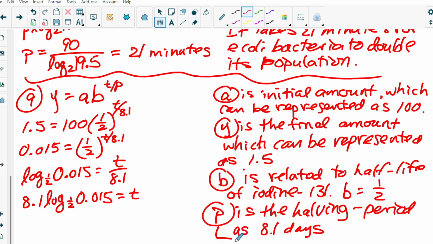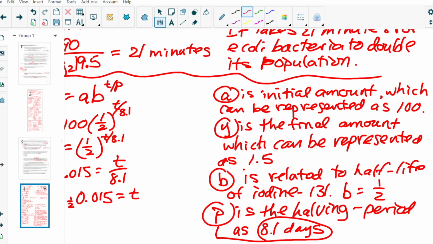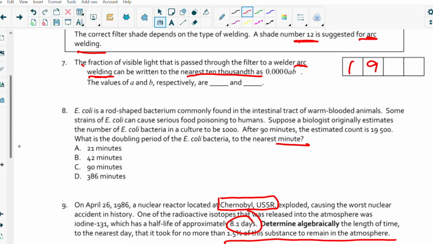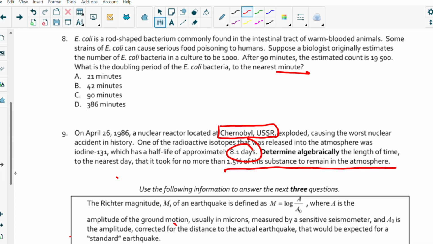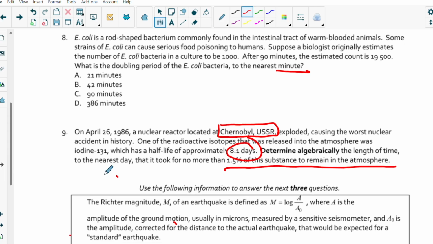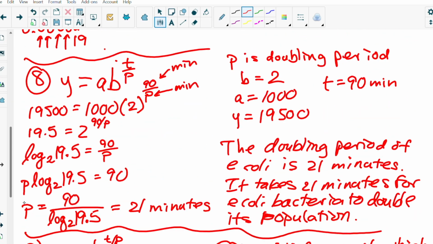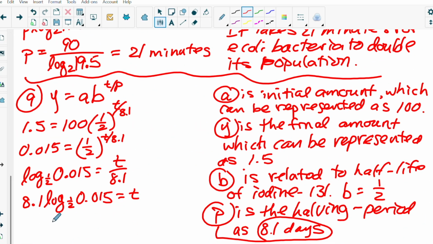Okay, since the p-value is in days, my t-value, when I evaluate this, it says to the, what's my rounding? What am I going to? To the nearest day. So we want it to the nearest day. Nearest day, that would be 49 days.